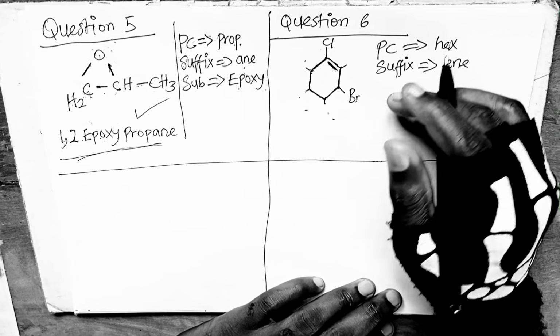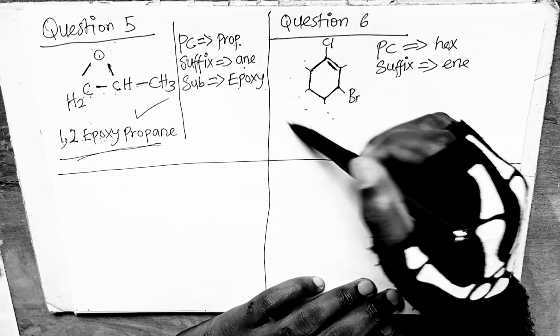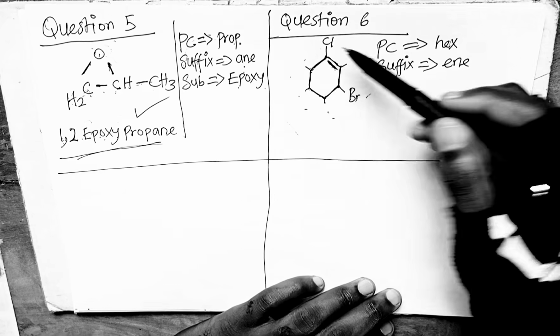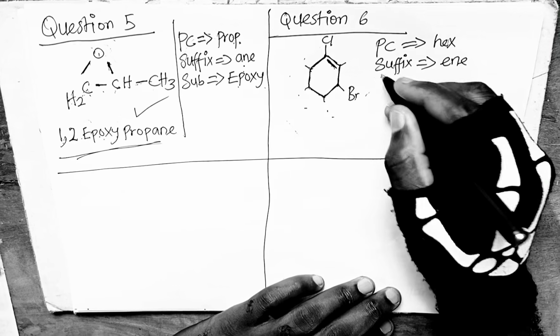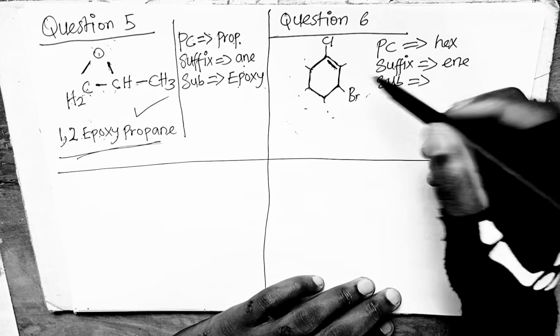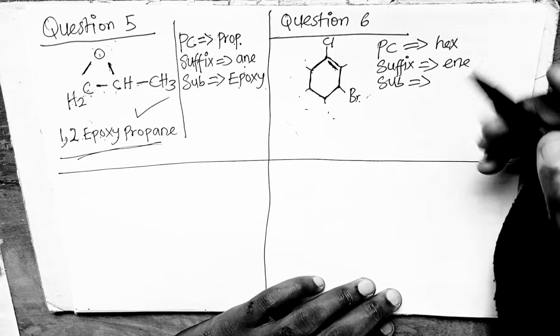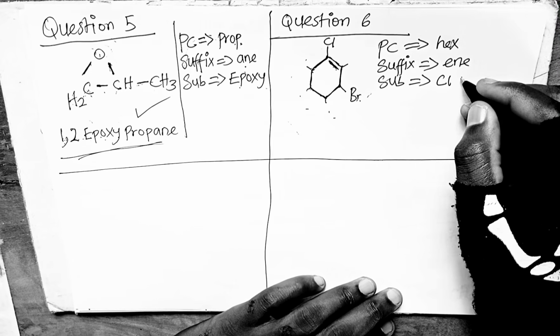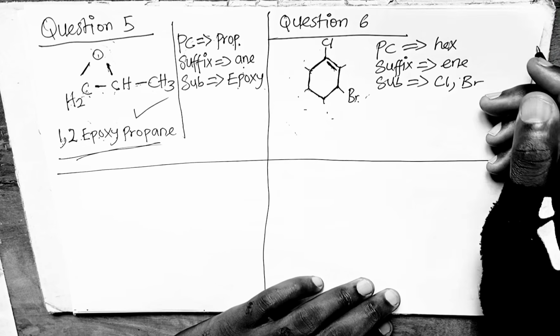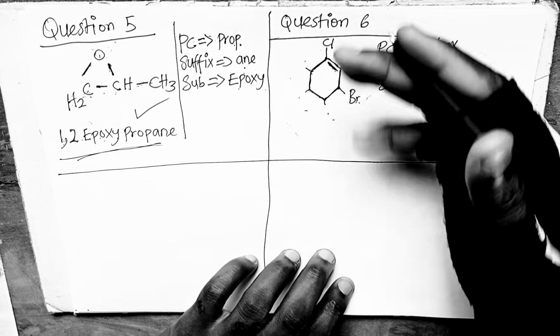So what next? We look for a functional group. Any functional group here? No functional group. So what we get here now is substituents. What are the substituents? Chlorine and bromine. Both of them are the 2 substituents, chlorine and bromine. So with that, we are almost done naming this compound.